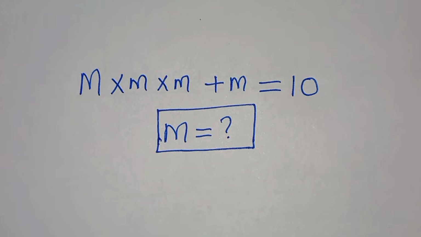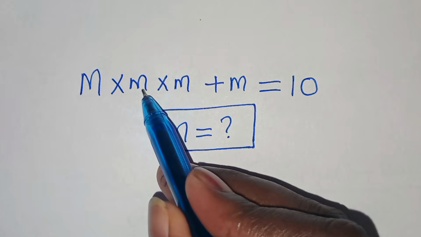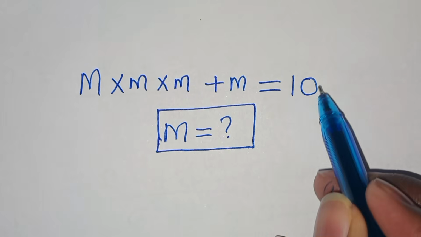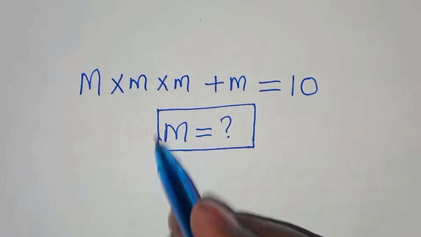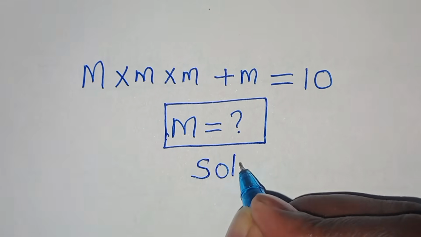Hello everyone, you're welcome to solve this nice algebra problem, which is m times m times m plus m. This is equal to 10. So what are the values of m? Now let's provide a solution from here.